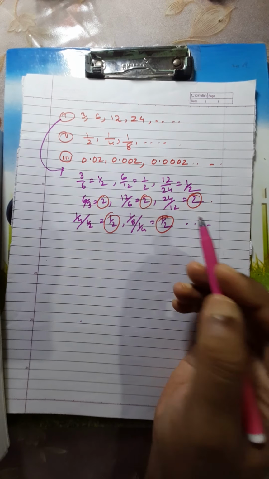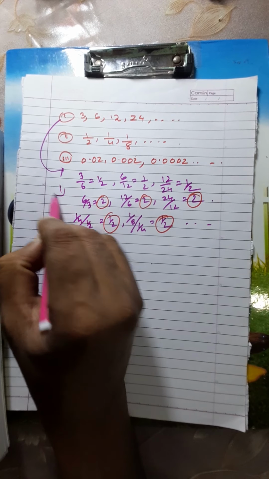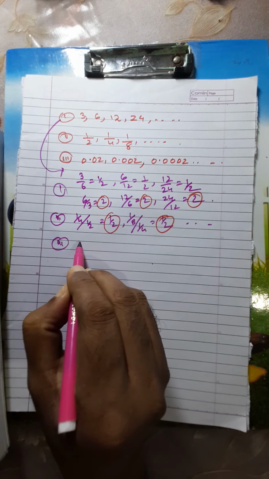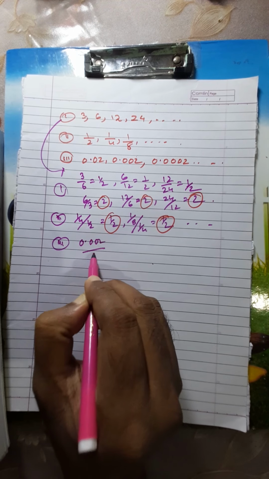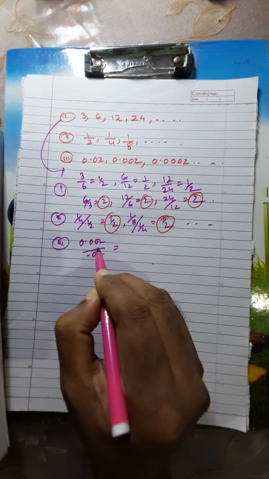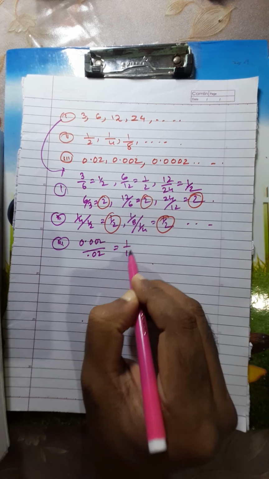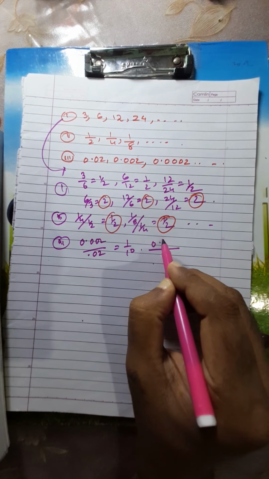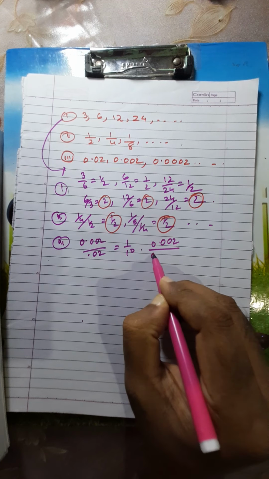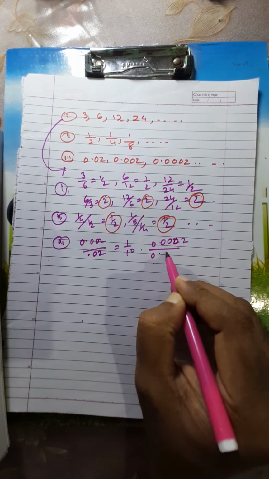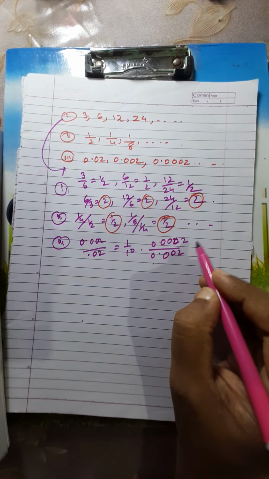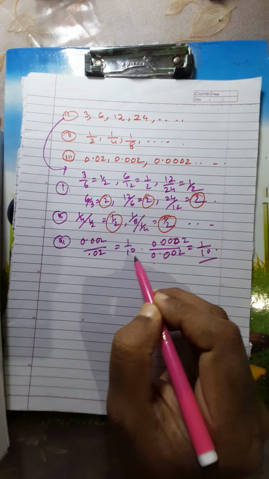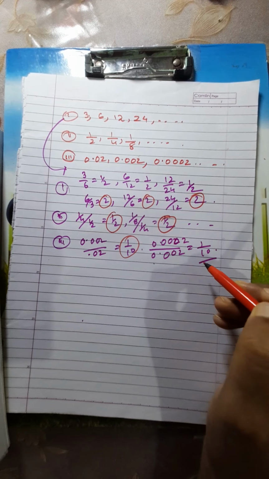But if the ratios are same, in the third case also, what will we get? In the third case, see, 0.002 divided by 0.02, what will we get? 1 by 10. Then 0.0002 divided by 0.002, then what will we get? Again 1 by 10. Okay, so here also the ratios are same.